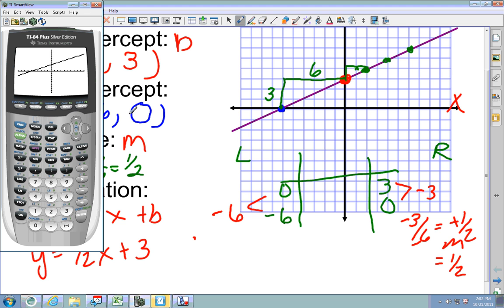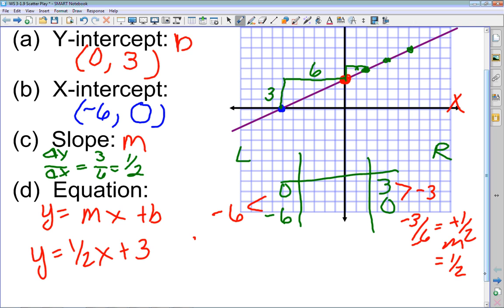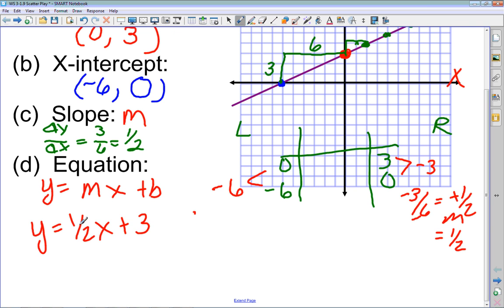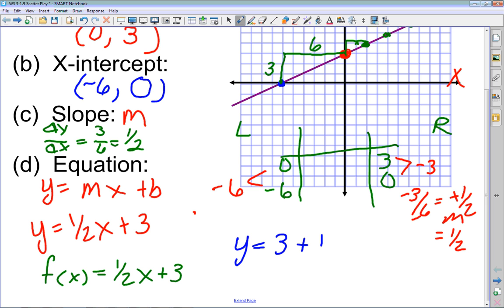Now I also want to point out, if I go down here, what's another way I can write this equation besides 1/2 x plus 3? Yes, you can write it in function notation. F of x equals 1/2 x plus 3. What about another way? Can you think of that? Y equals, what could I do? You're right, I can put 3 plus 1/2 x, as long as the 1/2 is always with the x, because the slope has to go with the x.